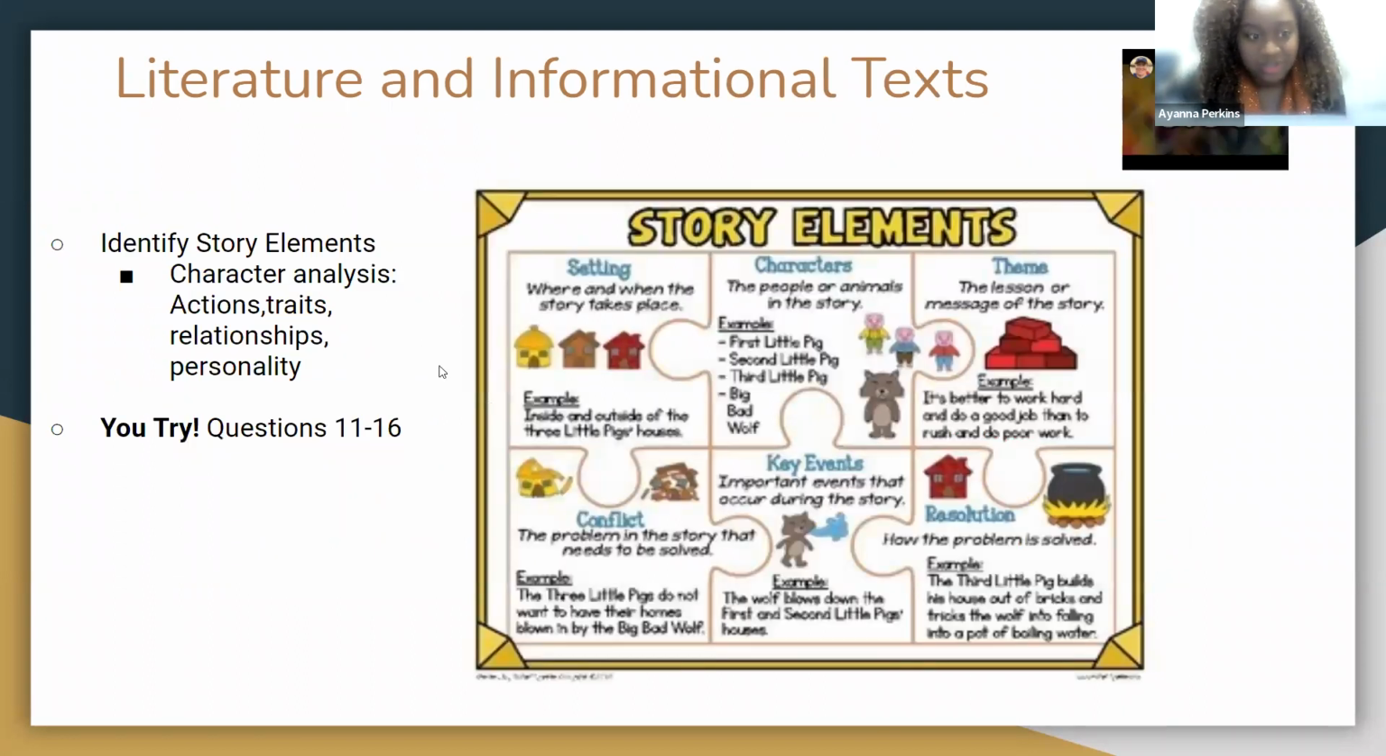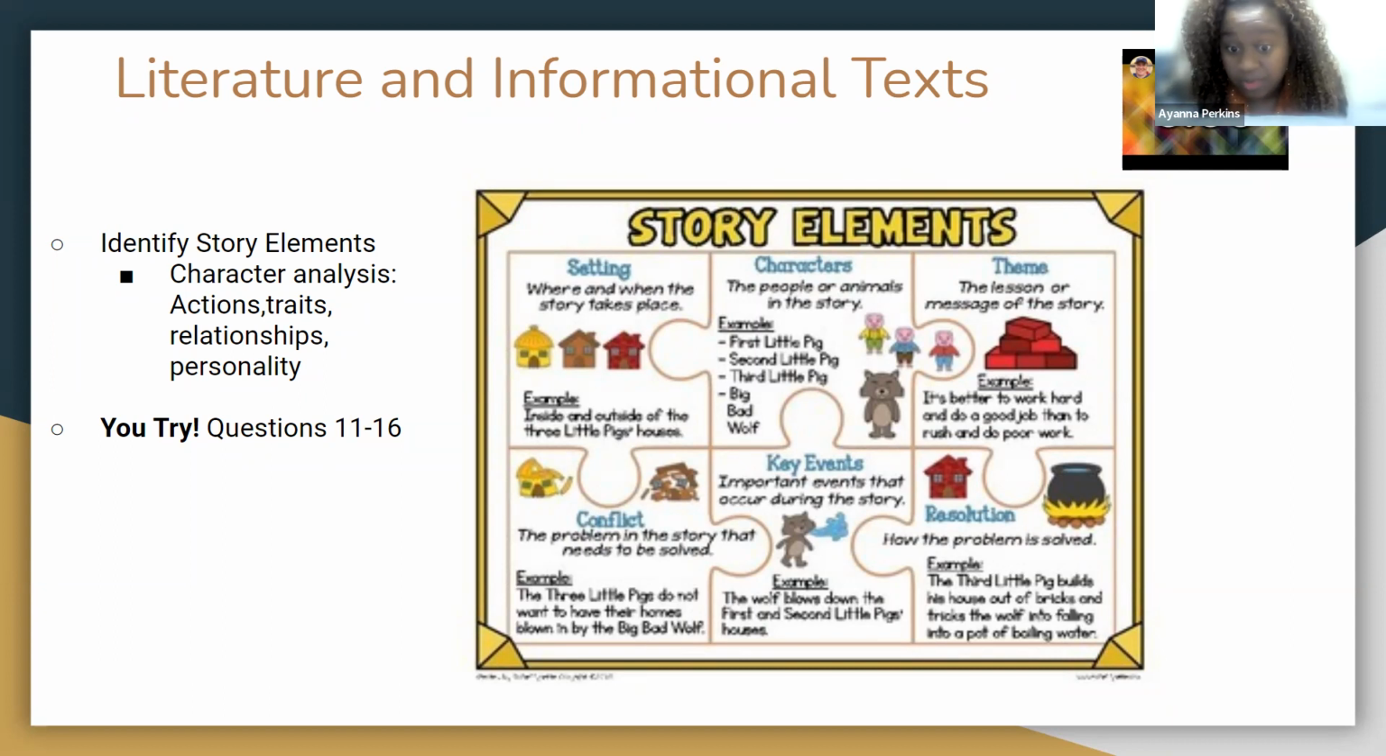We also have story elements. So you can help a student to understand stories and patterns in stories by having them identify story elements. So we have character analysis as well. That would be actions, traits, relationships, and personalities that help them to understand what's happening in a text. Setting is where things take place. There's a lot that can be inferred if something happens on a beautiful beach versus on a desert island.